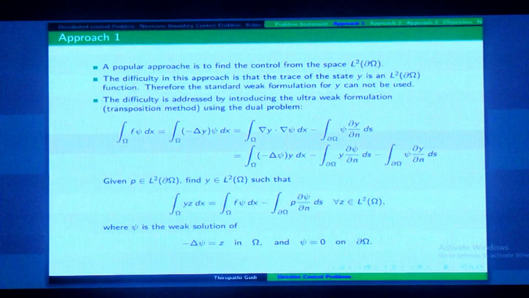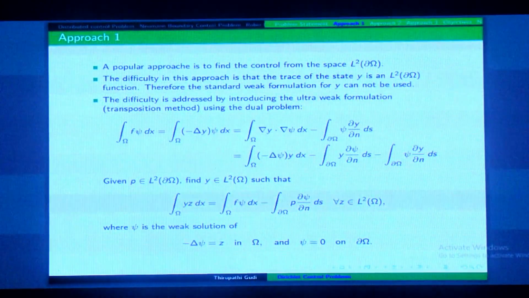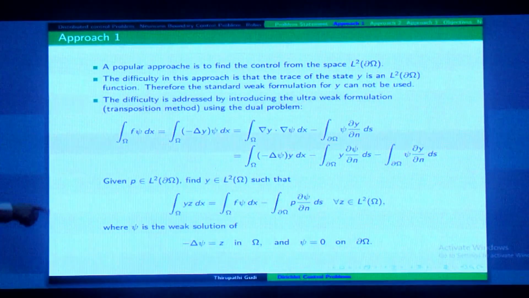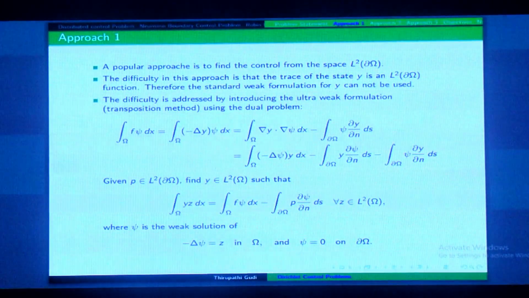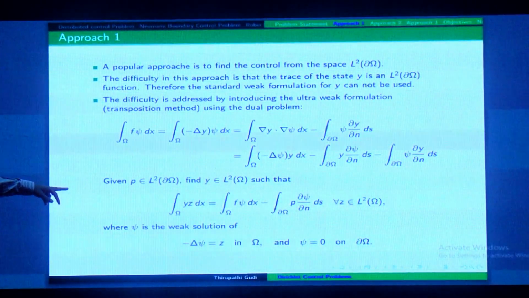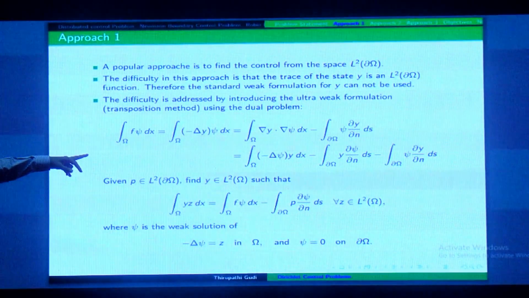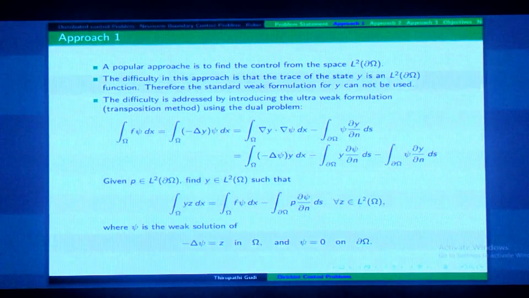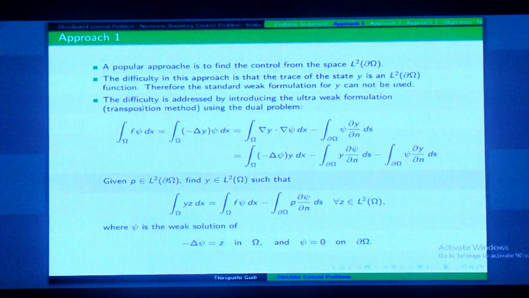So in particular, I can pick minus Laplacian psi equal to some z, another PDE, and psi is 0 on the boundary. So that last term gets cancelled, and then Laplacian psi becomes z. So I get a nice inner product here, yz equal to f psi, and when I take the p term to the other side, it will be like this. So the given data is on the right hand side, and y unknown is on the other side.